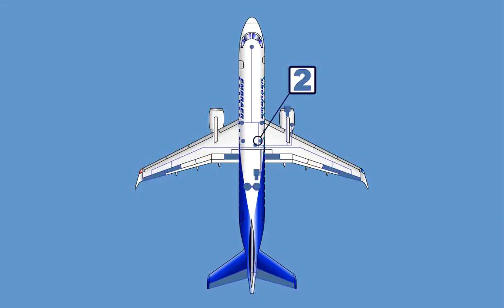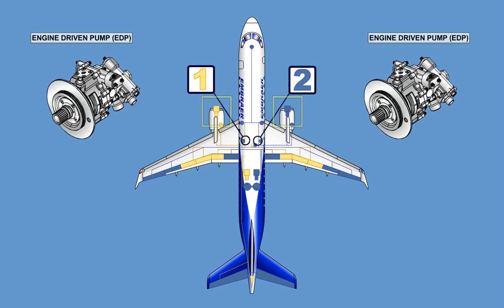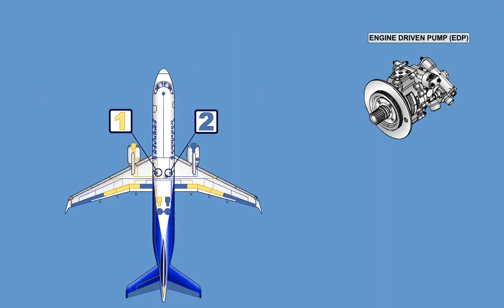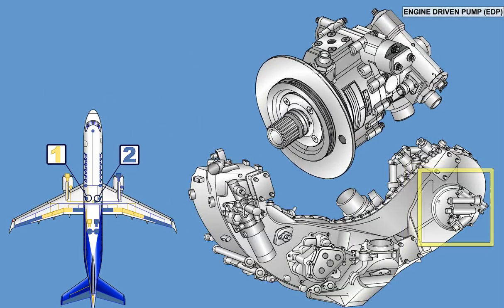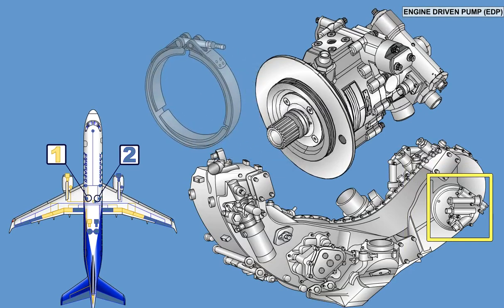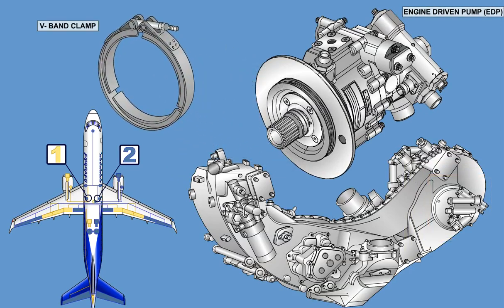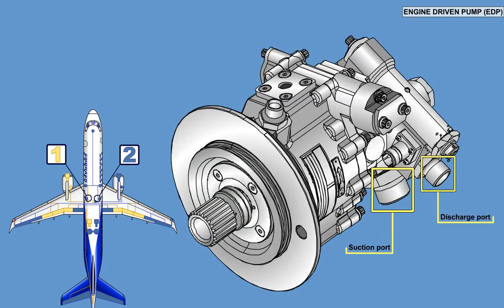Systems 1 and 2 each contain a variable delivery hydraulic engine-driven pump, EDP, which provide the primary source of hydraulic power. Each EDP is flange-mounted to the engine gearbox with a V-band clamp and is driven through a splined input shaft. The discharge, suction, and case drain ports of the pump are connected directly to the aircraft hydraulic system through hoses, which incorporate quick disconnects at the aircraft end of the hose.